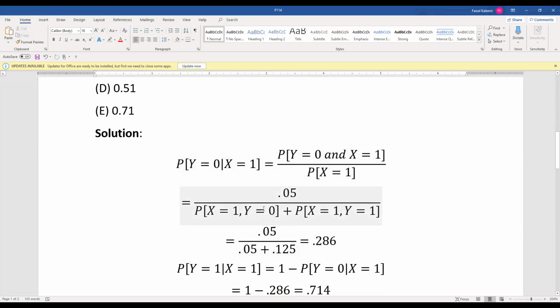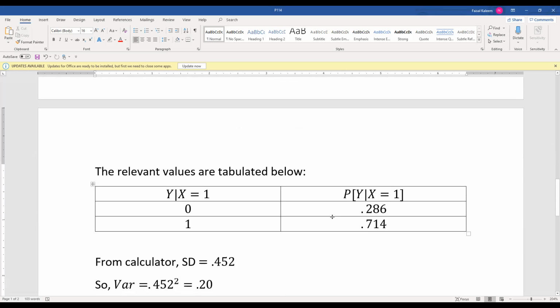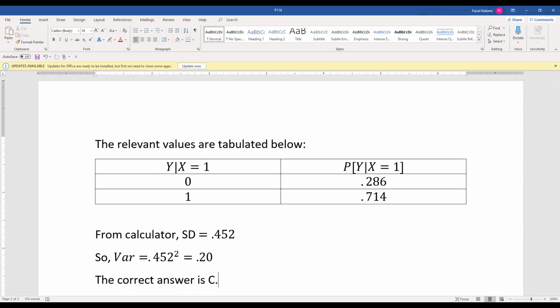Now we can similarly do probability Y equals 1 given X equals 1, but we can just do the complement of this one. Probability Y equals 1 given X equals 1 would be the complement of Y equals 0 given X equals 1, because these are the only two possible values, so they have to be complements of each other. Y can only take 0 or 1. So 1 minus 0.286 is 0.714, and then we can just tabulate and do it on the calculator the way we've been doing. So let's see.